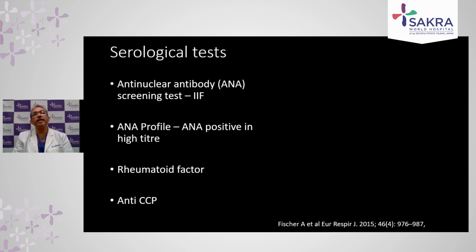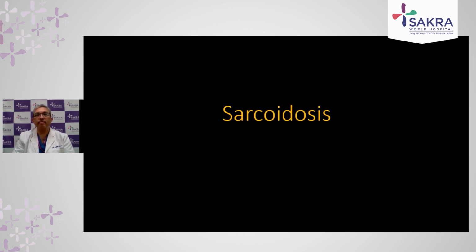A simple test like anti-nuclear antibody by immunofluorescence, and if the titer is high, you could do a blot to see which type of antibody. For SLE, it would be double-stranded DNA. For systemic sclerosis, it would be anti-Scl-70. Rheumatoid factor and anti-CCP if you're suspecting rheumatoid arthritis-related lung disease.